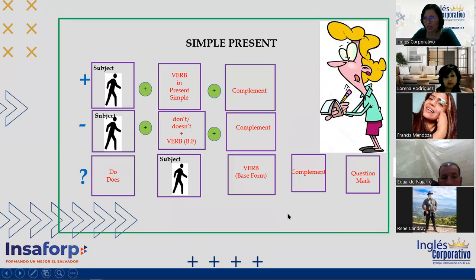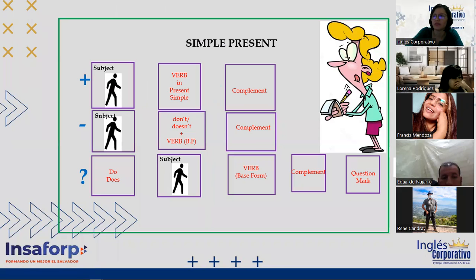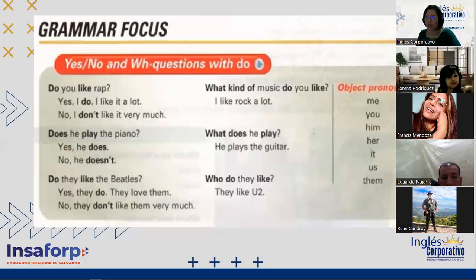No nos vamos a enfocar en afirmativo o negativo, pero sí aquí abajo: auxiliary plus subject plus verb in the base form plus complement and the question mark. Y decíamos que si era una WH question, solo agregamos la WH word o WH phrase al principio antes de la auxiliar. Entonces me regreso acá ya que recordamos eso. Y pues nos quedamos acá.